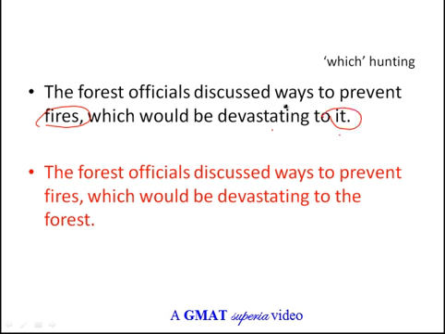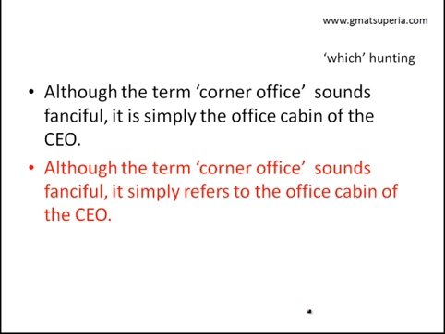Devastating to it. Now we have to infer from the meaning of the sentence that this refers to devastating to the forest. But we have started the sentence with the words forest officials. So the subject here is forest officials, and it would not refer to forest officials. It should refer to forest, which is a word not used. So look at the correct sentence. The forest officials discussed ways to prevent fires, which, that means the fires, would be devastating to the forest. That makes the sentence more clear.